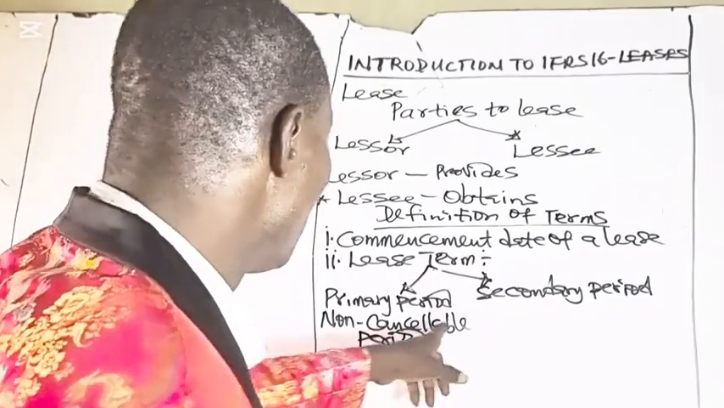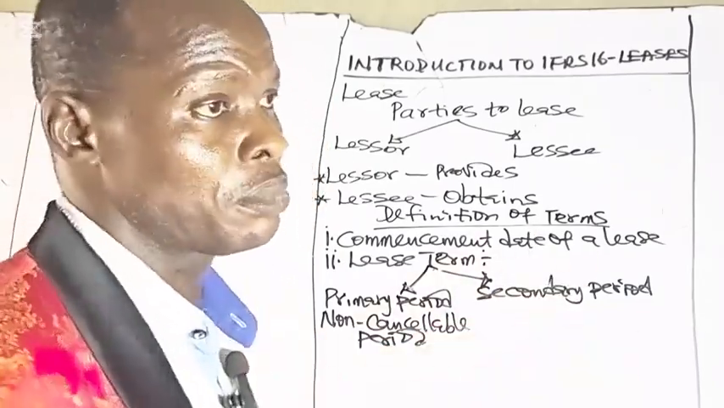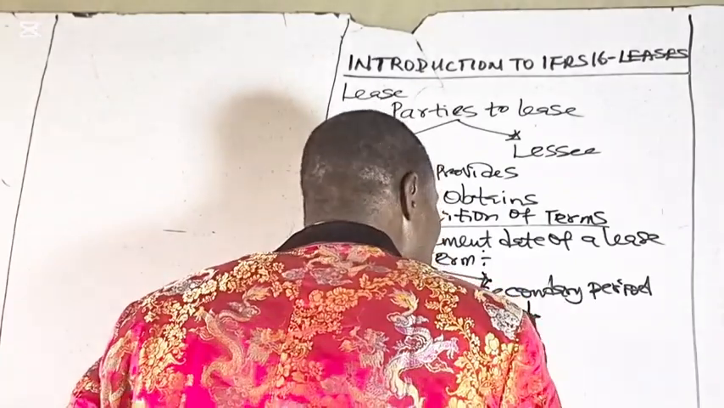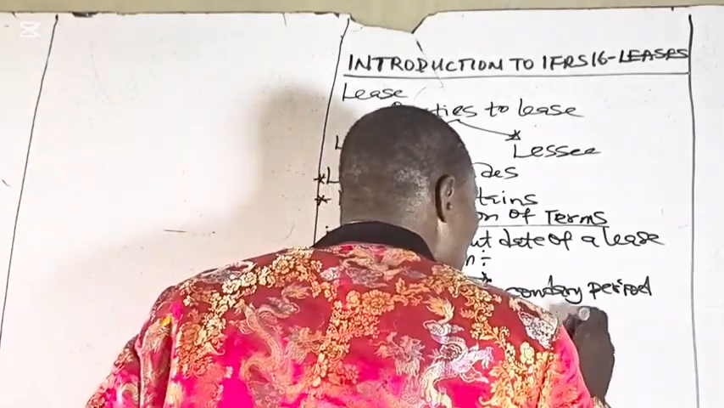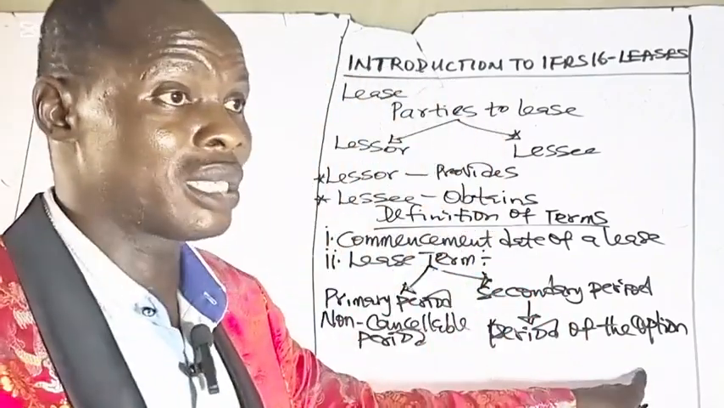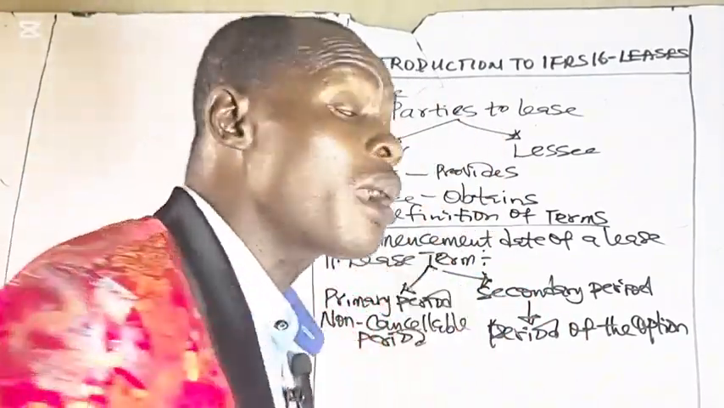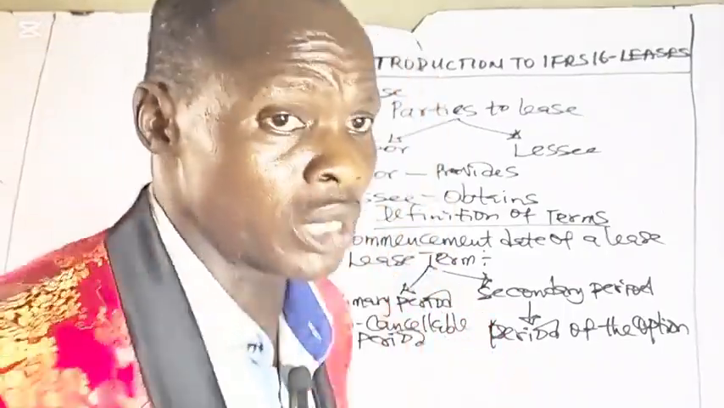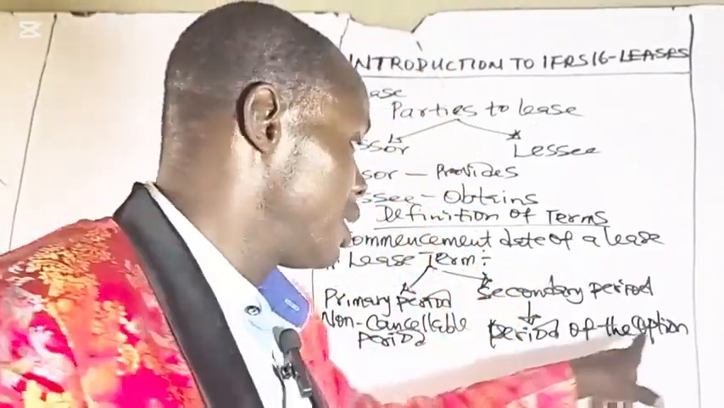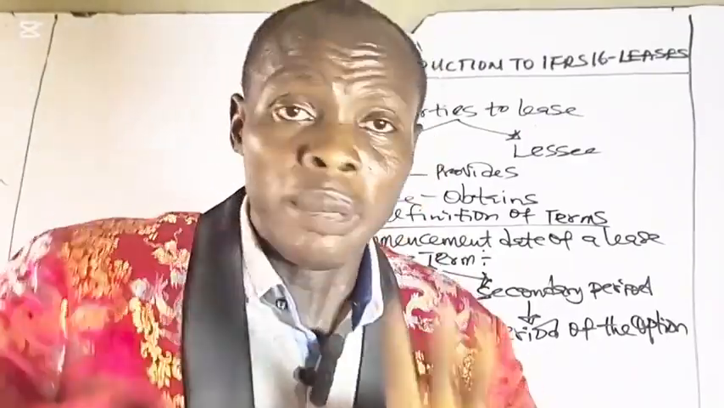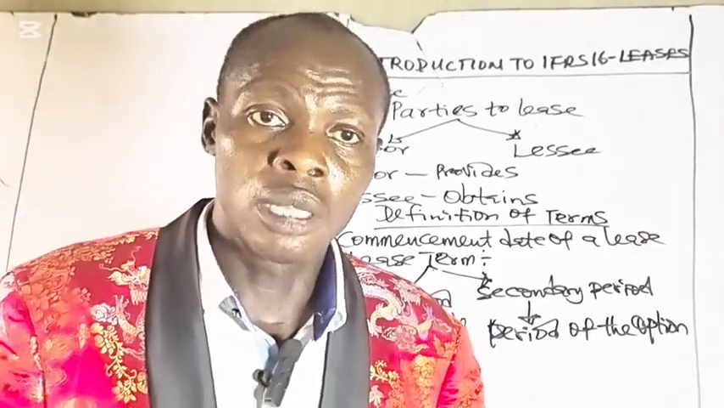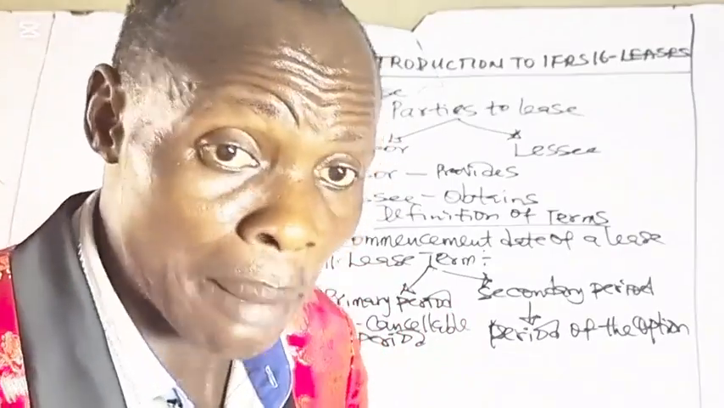So the second period is the secondary period. The secondary period is the period of the option. When you have an option, you have the right to choose. You can choose to exercise the right and you may terminate it. I've told you in the non-cancelable period, neither of the parties to the lease can terminate the lease contract.